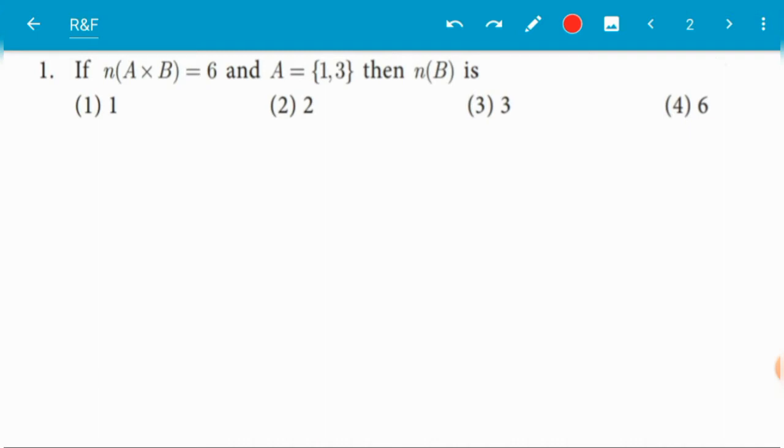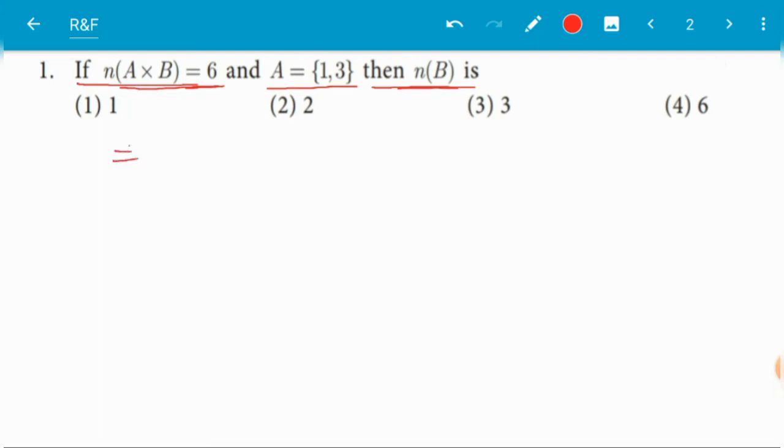The first one: if the number of elements n of A cross B is equal to 6 and A is equal to {1, 3}, then n of B. N of means number of elements. They give the number of elements in A cross B is 6. They are asking the number of elements in B. Option 1: 1, option 2: 2, option 3: 3, option 4: 6. Please pause the video and try this question. If you get the correct answer, please comment in the comment box.